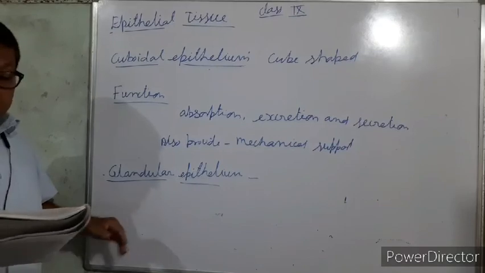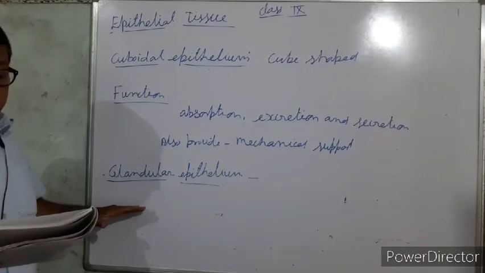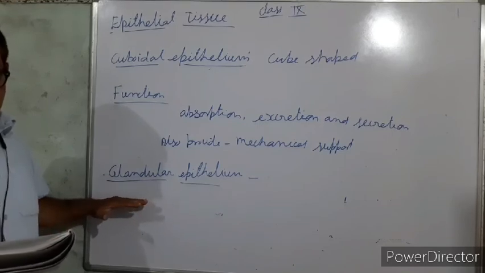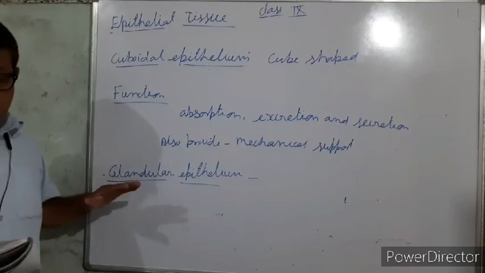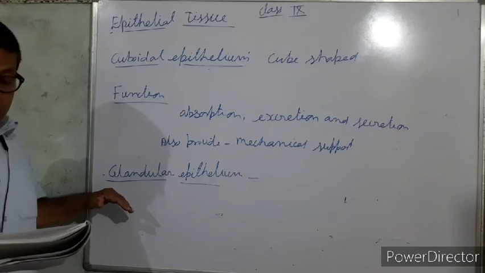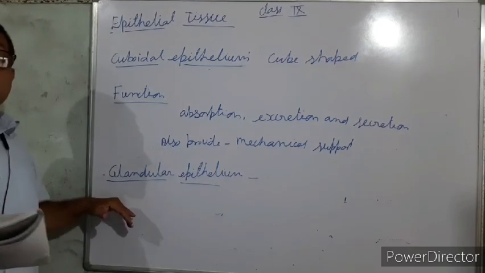So in glandular epithelium, the epithelial cells, after acquiring additional specialization as gland cells, such epithelium is called glandular epithelium, as in sweat glands, mammary glands, etc.